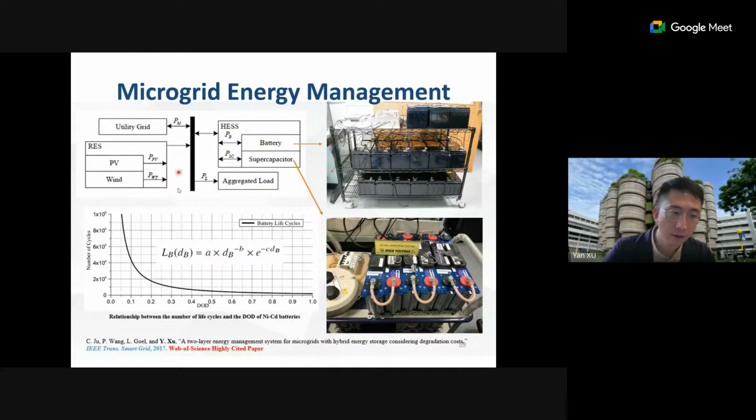Then we have such a microgrid which contains a hybrid ESS. We have renewable energy resources, PV and wind turbine, and we have the total load. Our objective is to dispatch the hybrid ESS with interactions with the main grid.